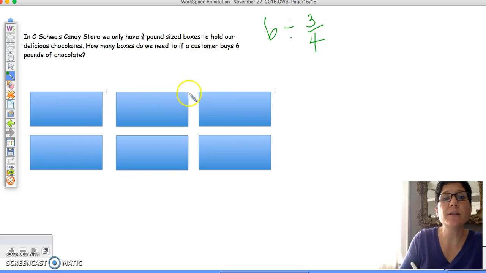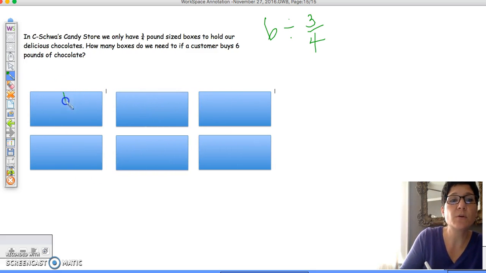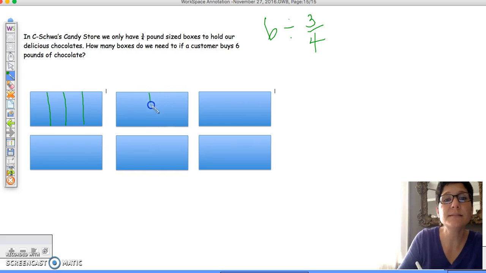So what I want you to look at is, here's your 6 pounds of chocolate, and we have to figure out how much is going to go into one box. Because the boxes cover 3/4 of a pound, that means that we're talking about fourths. So I want to break each one of these into fourths. In order to break it into fourths, it's much easier to divide it into halves first, right? And then go that way. Same thing here. Same thing here.